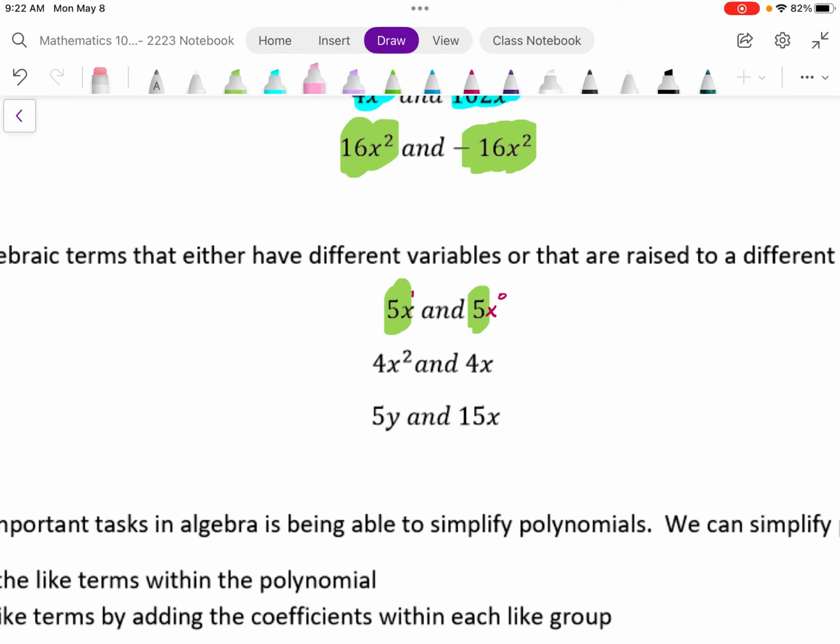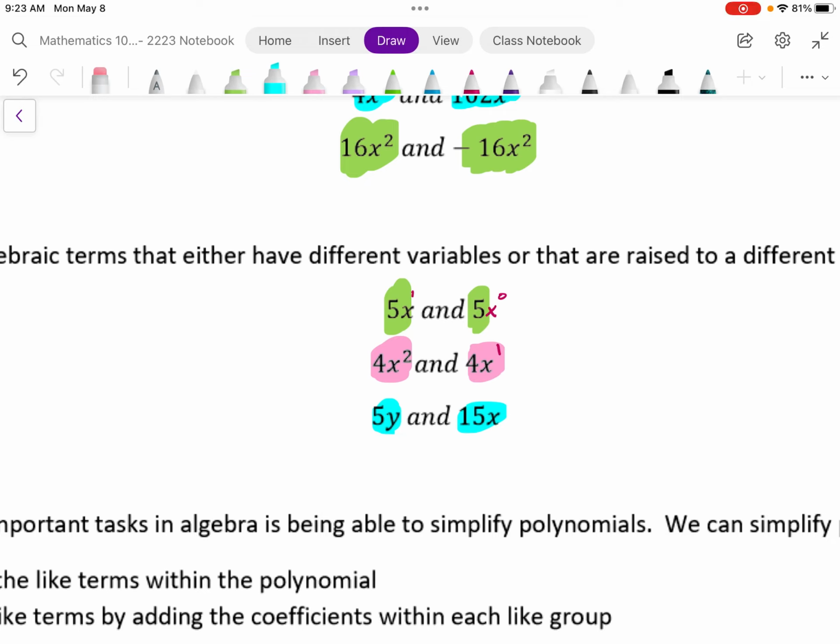Next example. Now, I've written these intentionally to be similar. So 4x squared and 4x are unlike because 4x is to the exponent 1. So although we have the same variable, they're raised to different exponents. I'm going to switch my colors to blue. 5y and 15x are also unlike. We have different variables, x and y.